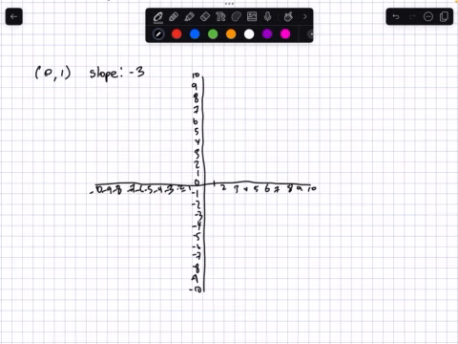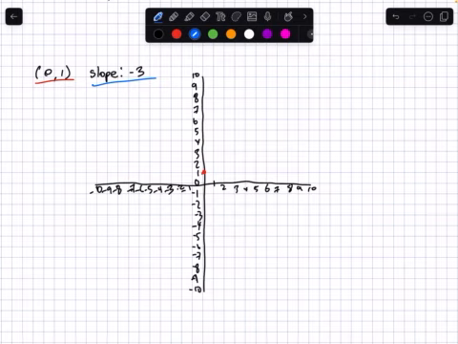And so the first thing we want to do is plot the point that we are given. So right here, we are given the point 0, 1. So we find that on our graph. We have the x value is 0 and the y value is 1. So we can draw a point right here. And next we look at our slope. So right here we have a slope of -3.